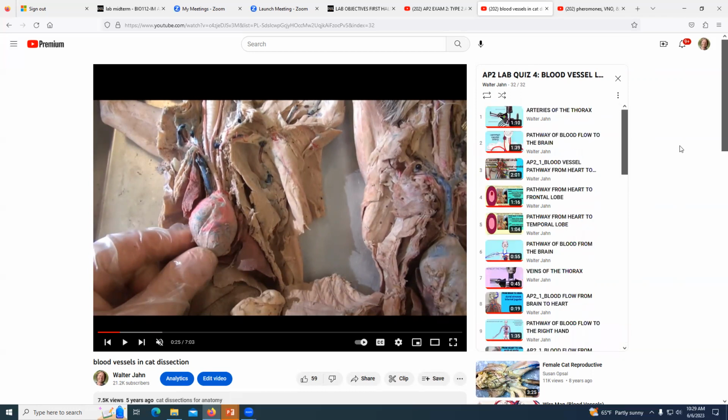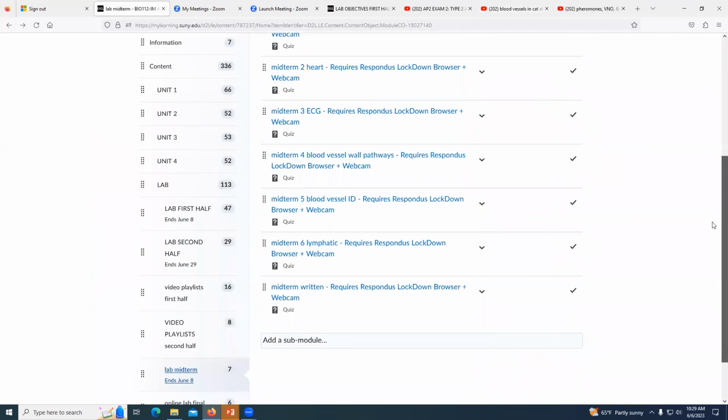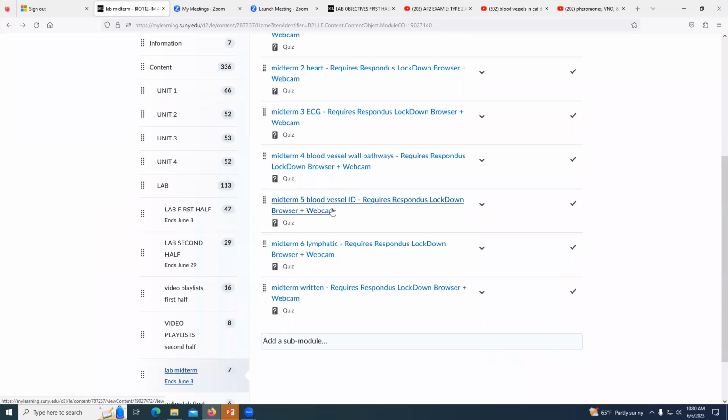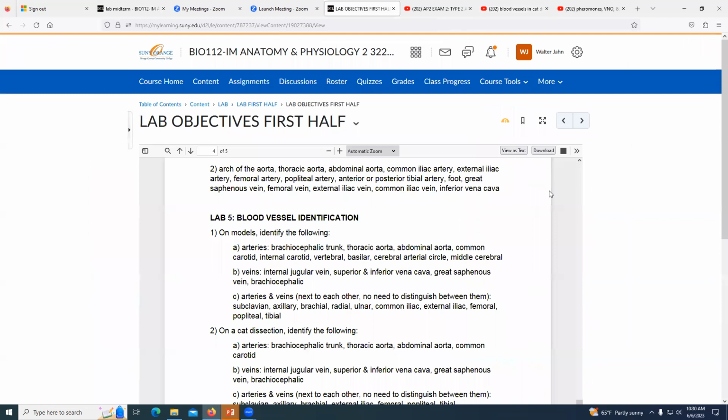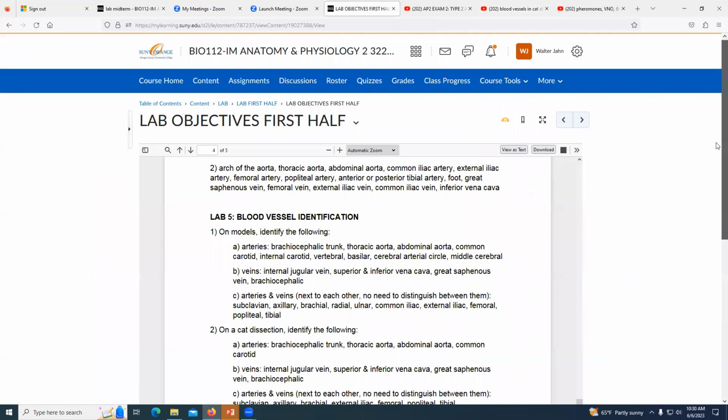This then ends the review for the material for quiz 5, which is all identify. All right, so all identify. So that's the subclavian, that's this, that's that. That just leaves the 6th part. So notice there's blood vessel 5, just identifying blood vessels. There's the written stuff.